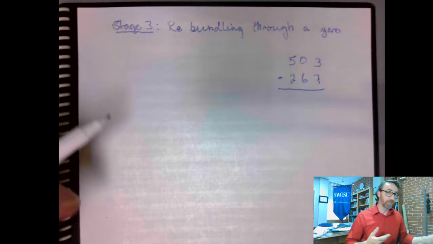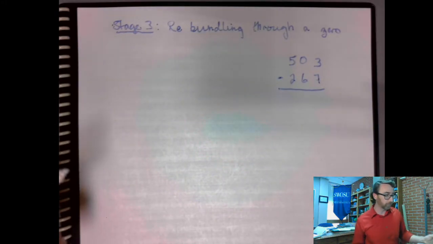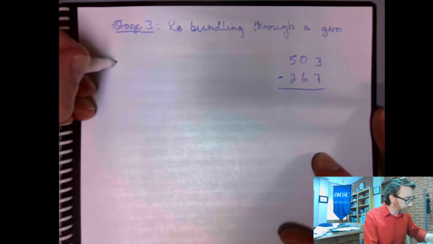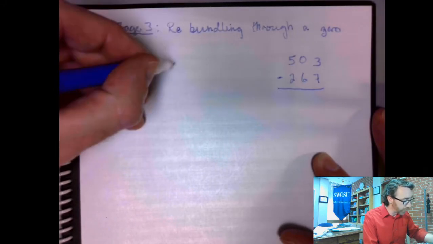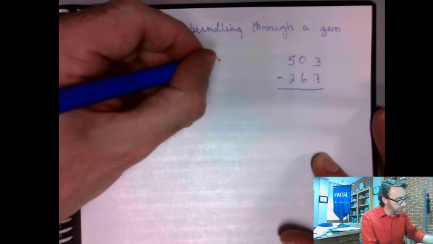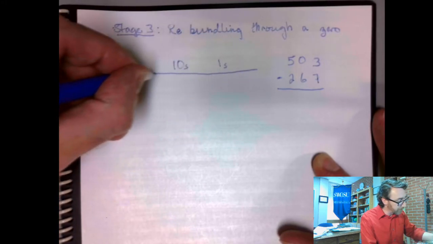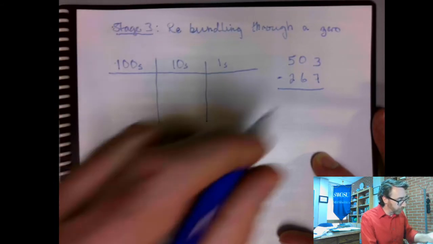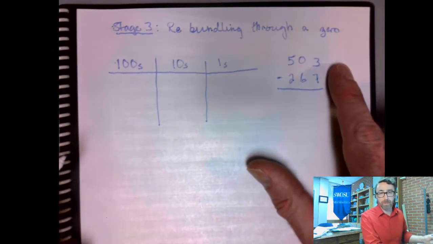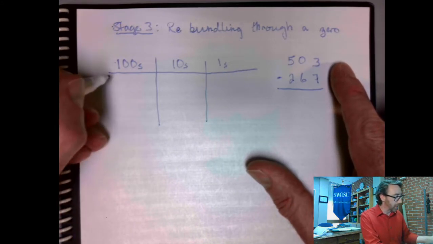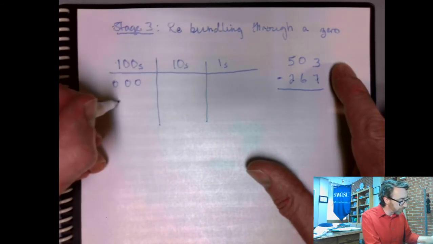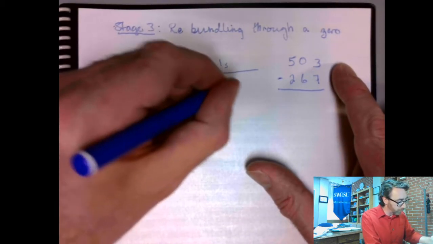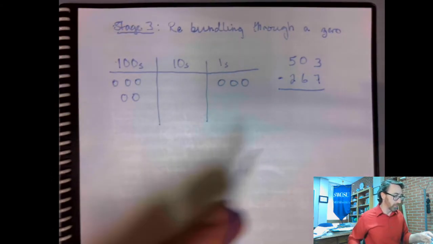So this is the hardest kind of problem for students to get, in my experience, because we have to rebundle through a 0. Okay, so we're going to need 3 trays here if we're going to do a chip model. So we have a hundreds tray, we have a tens tray, and we have a ones. So we start by loading in this top number here, right, which we were calling the minuend. 1, 2, 3, 4, 5. So we have 500, no tens, and then 3 ones. 1, 2, 3.